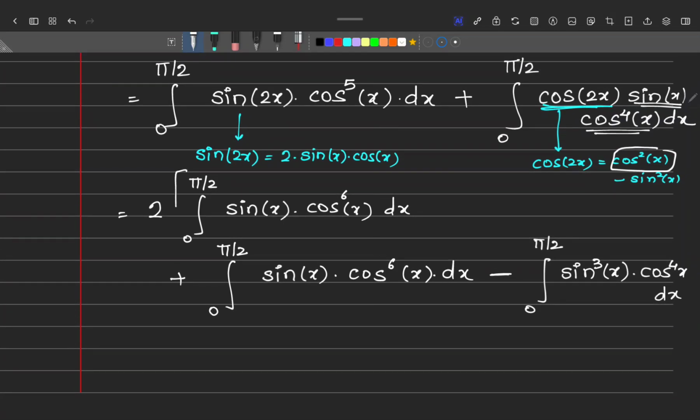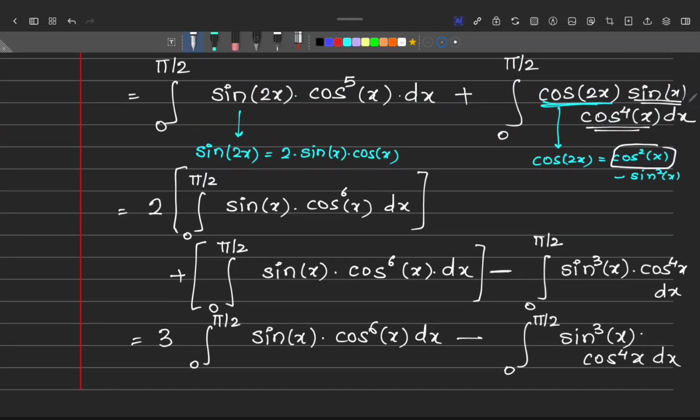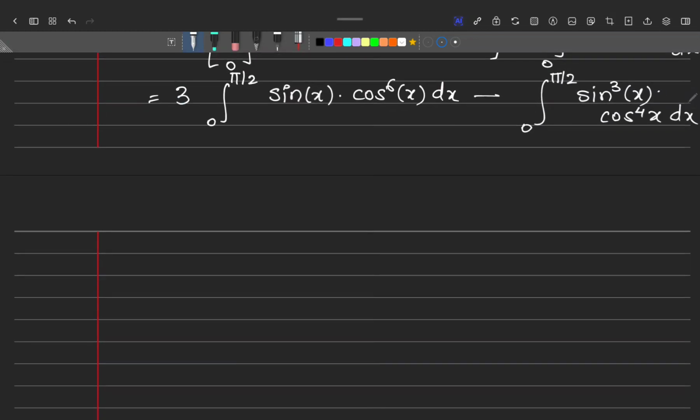Since these two integrations are the same, look at them: sine x into cos raised to 6x. We can write this as 3 times integration 0 to pi by 2 sin x into cos raised to 6x dx, minus integration 0 to pi by 2 sin cube x multiplied by cos raised to 4x dx. Now we can use that reduction formula.